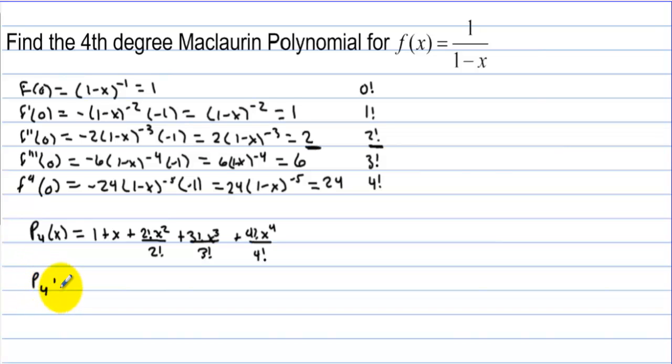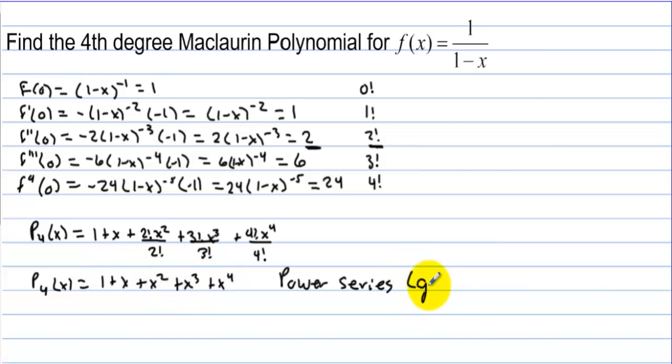So the fourth degree Maclaurin polynomial for this function is 1 plus x plus x squared plus x to the third plus x to the fourth. And we could keep going with this, but that's the fourth degree. This is called the power series. The factorials all cancel out, and you're just left with the powers of x.